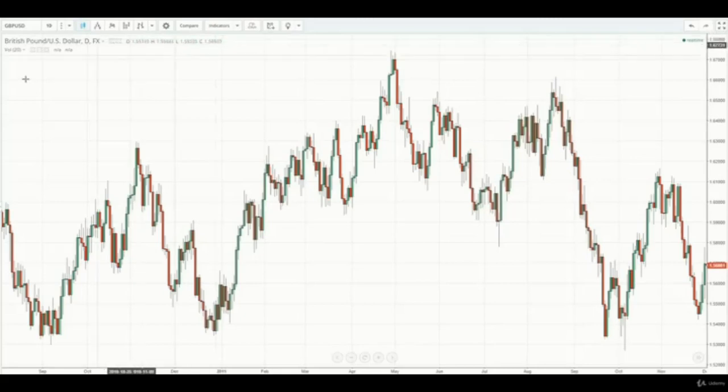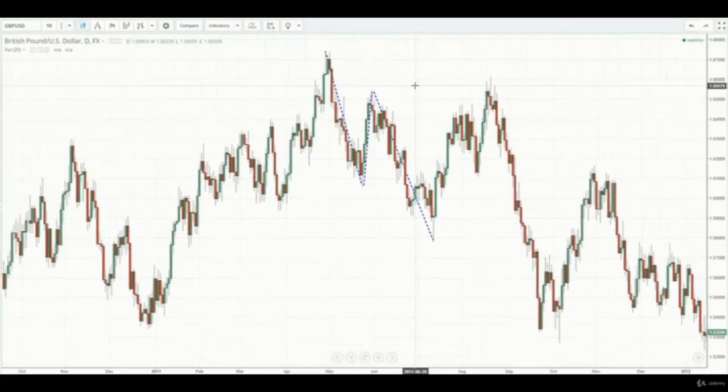Okay, so the ABCD pattern we are looking at is from the high right in the middle. We have a swing high to swing low, put in a little retracement here, and then another move down all the way to here. Now, as you keep working with this, you're going to find that nothing is perfect. So we try to find the best representation of price and time.